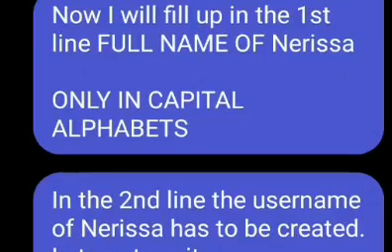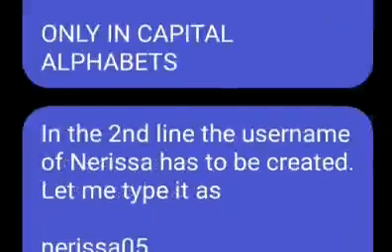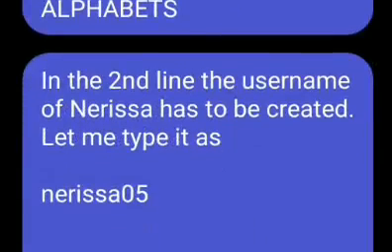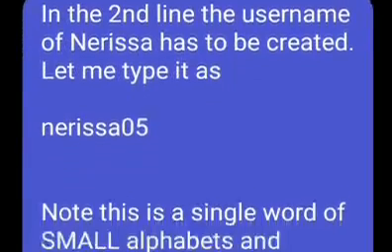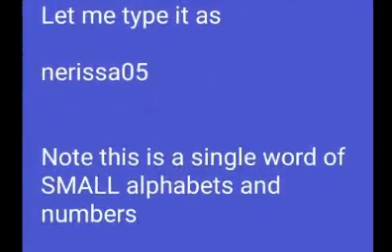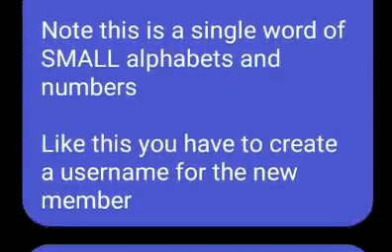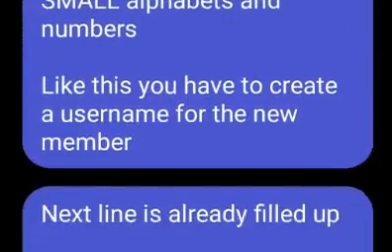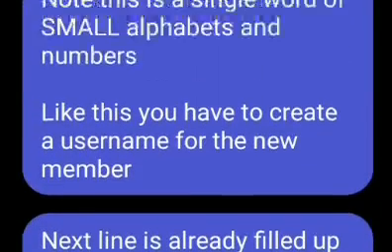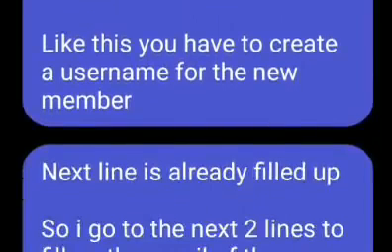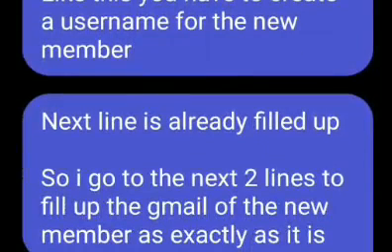Again, the first line will be the full name of Nerissa, and that has to be in only capital letters. The second line is the username of Nerissa. I am creating it as Nerissa05, a single word with small alphabets and a number combination. This has to be unique for her, and nobody in the world should have this particular username. Then I go to the next line. As you can see, it is Marifé's own username. This is the sponsor username.